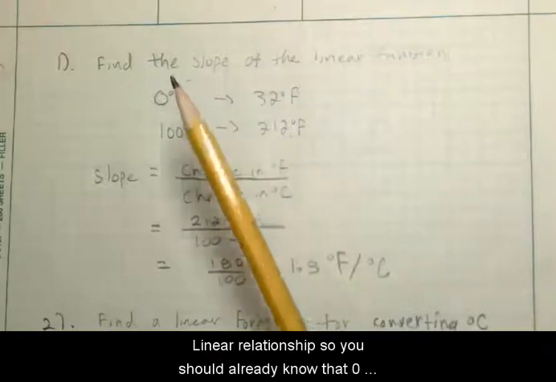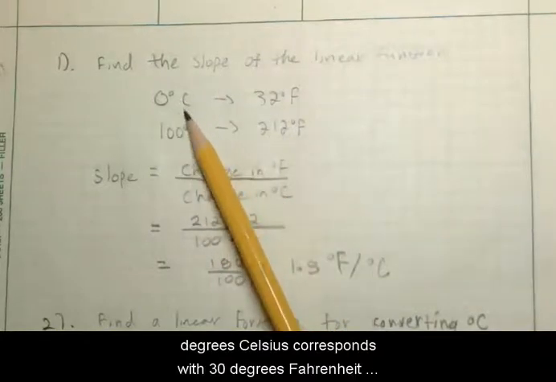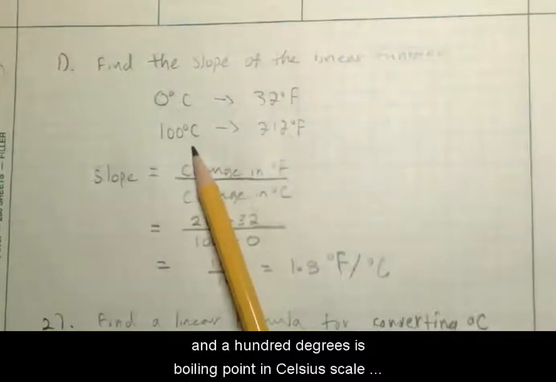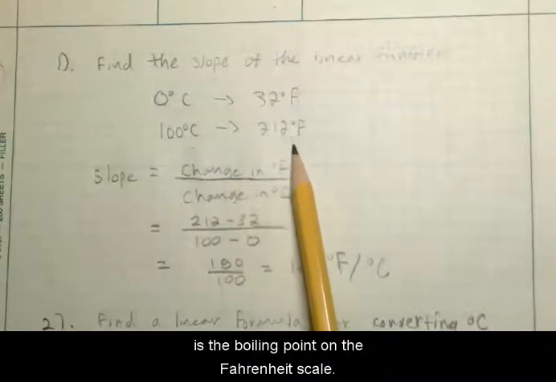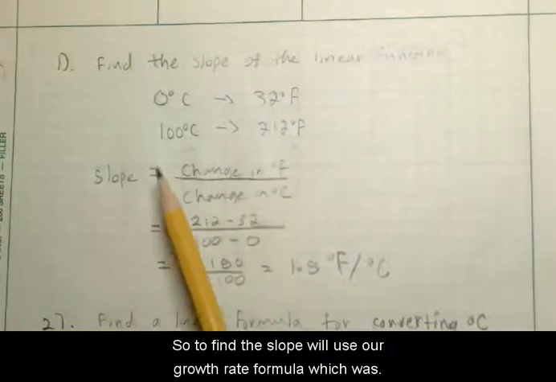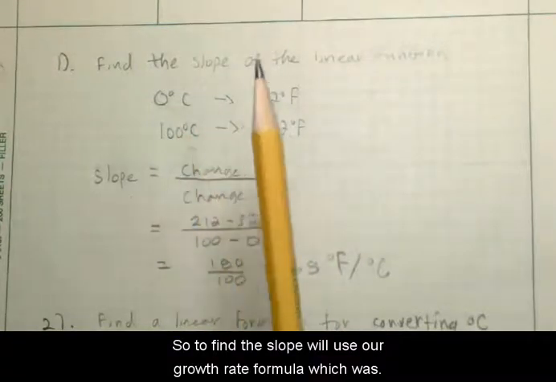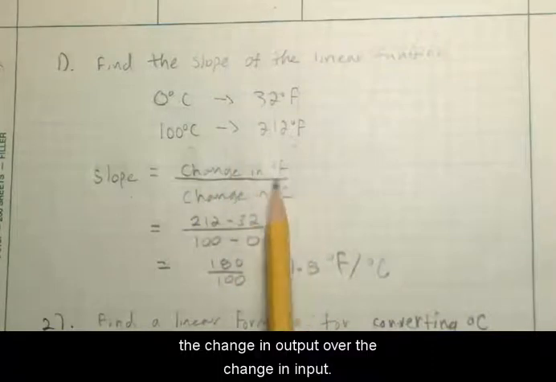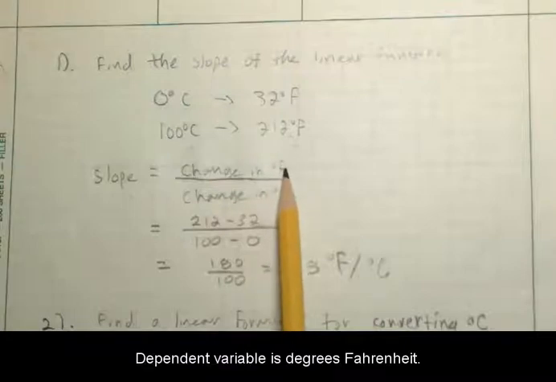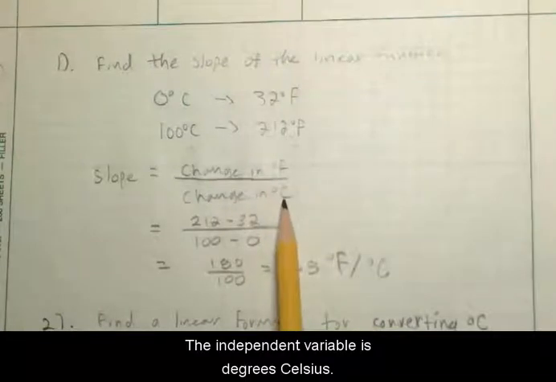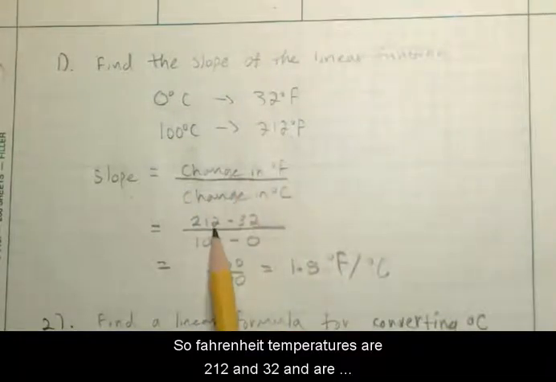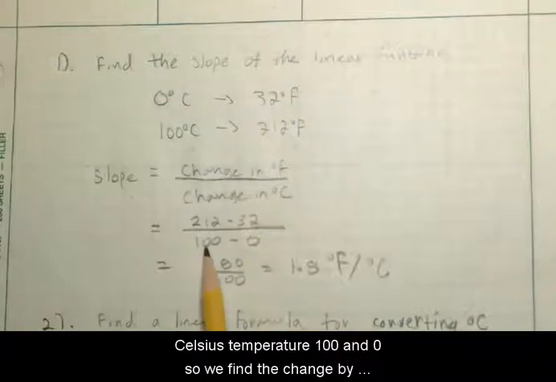linear relationship. So you should already know that 0 degrees Celsius corresponds to 32 degrees Fahrenheit, and 100 degrees Celsius, the boiling point in the Celsius scale, corresponds to 212 degrees Fahrenheit, which is the boiling point on the Fahrenheit scale. So to find the slope, we'll use our growth rate formula, which was the change in output over the change in input. So here the output or dependent variable is degrees Fahrenheit, and the independent variable is degrees Celsius. So our Fahrenheit temperatures were 212 and 32, and our Celsius temperatures are 100 and 0.